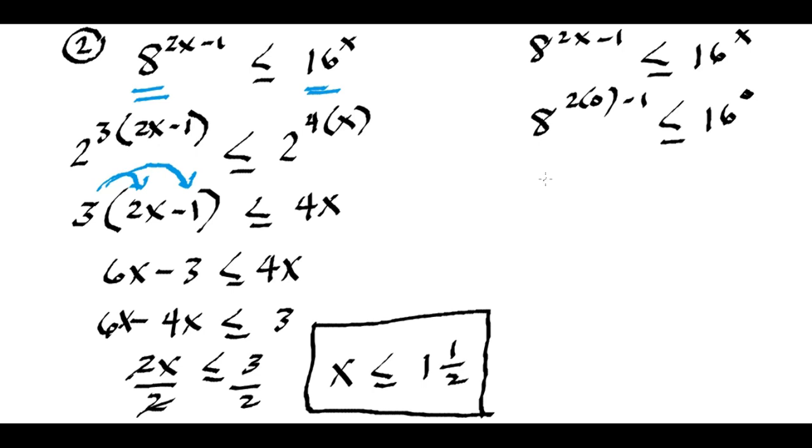So, we have here 8. So, 2 times 0 is 0 minus 1. So, 8 to the negative 1 is less than or equal to 16 to the 0, that is 1.